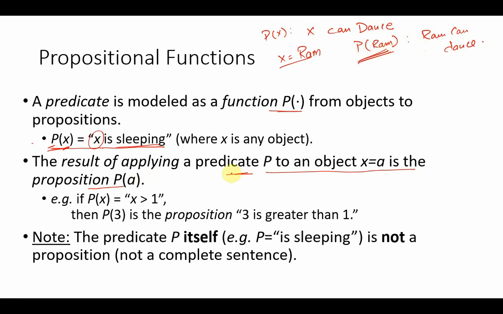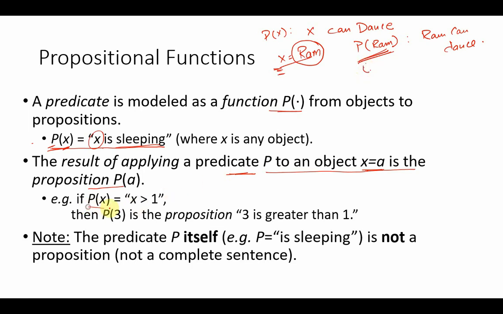The result of applying a predicate P to an object x is equal to a, where Ram is an object in the domain of the variable x. Remember, we said that the domain of the variable x can be either Ram, Sham, Sohan, Mohan, or it can be the domain of all the students who are watching this video. Now, if I take any person from there and substitute it in x, then this predicate becomes a proposition.